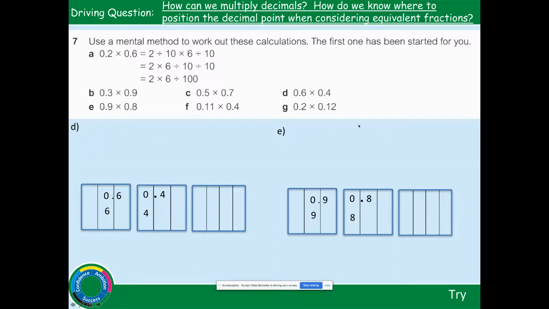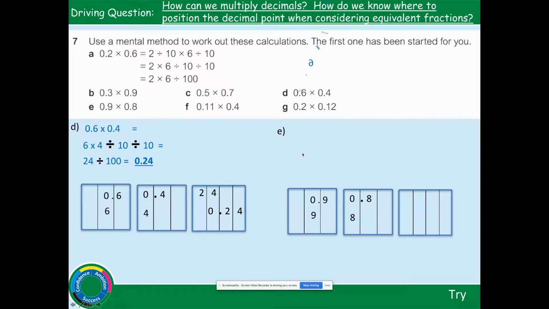Okay, so D is 0.6 times 0.4. Multiply by 10, multiply by 10, which means we need to divide by 10, divide by 10. 6 times 4 is 24. Divide by 10 and divide by 10 is the same as divide by 100. So 24, divide by 100, 2 places over. Answer is 0.24.